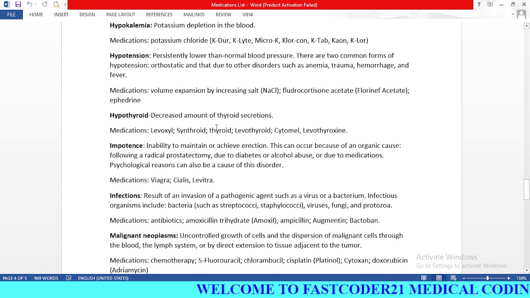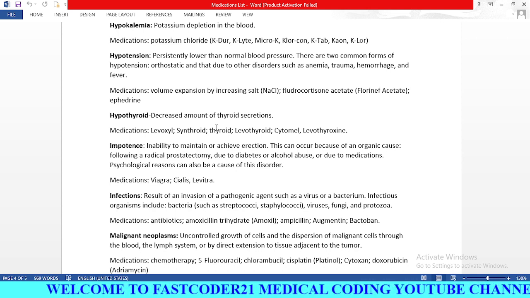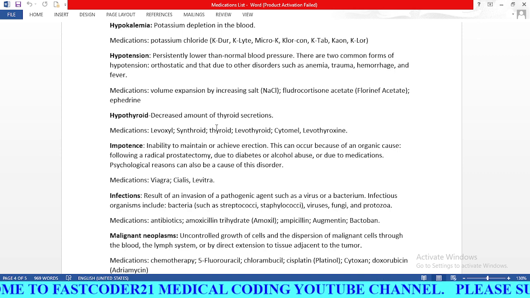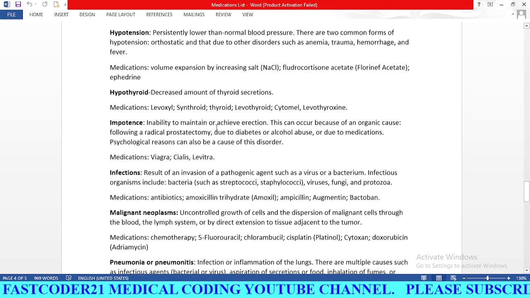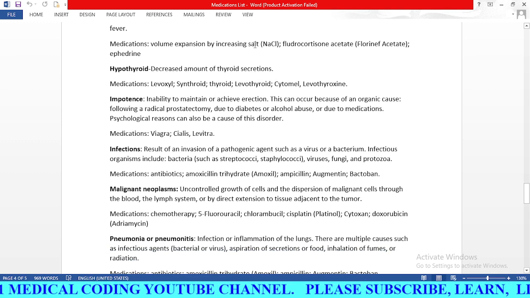Next one is hypotension. So persistently lower than normal blood pressure. There are two common forms of hypotension: orthostatic, and that due to other disorders such as anemia, trauma, hemorrhage and fever. So common medications: volume expansion by increasing the salt intake.